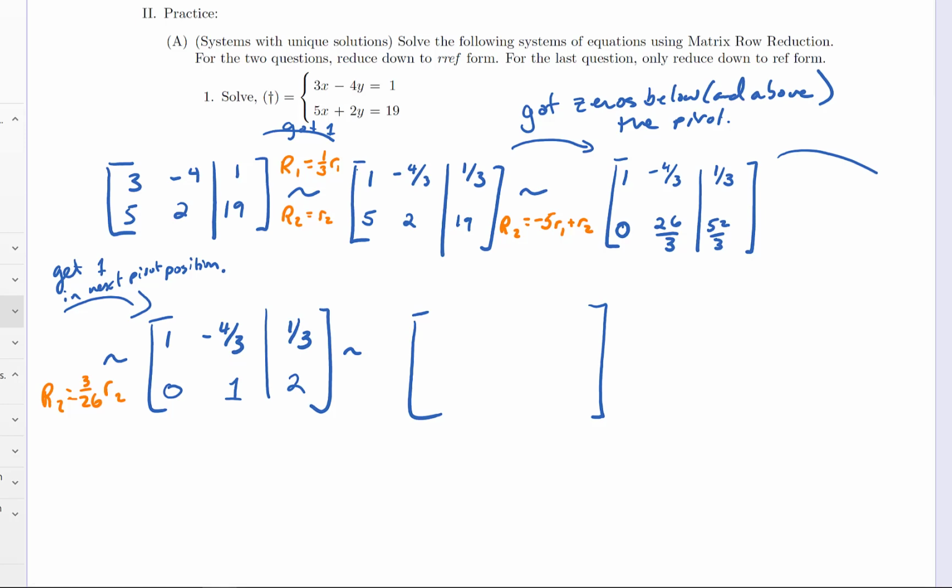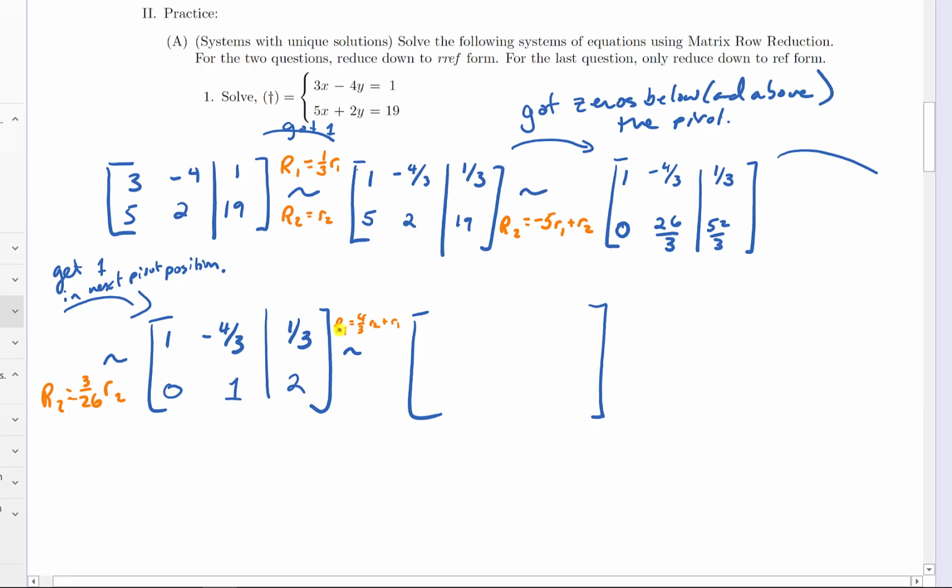So let's go ahead and annotate that. I'm going to get a new row 1 by taking 4/3 of the old row 1, and adding it, the old row 2, which is my pivot row, adding it to the old row 1. Okay. Let's check to make sure that makes sense.